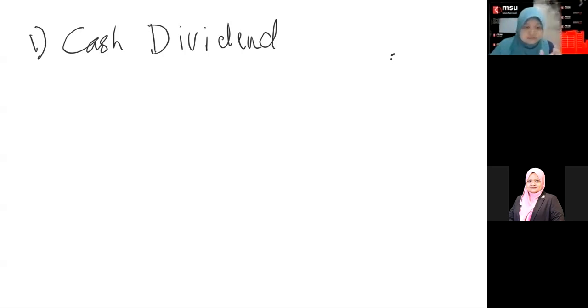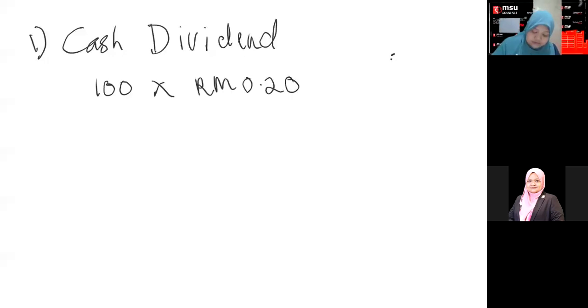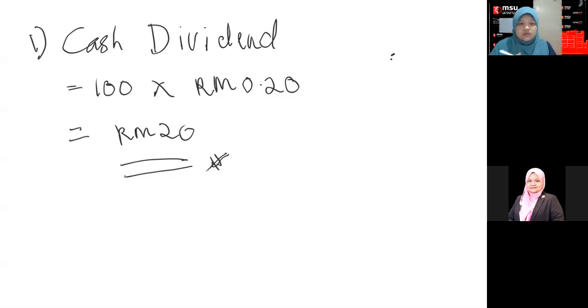So we just multiply the dividend per share with the shares that the investor owns. Encik Nazri owns 100 shares, times the dividend per share, so the answer is 20 ringgit. Encik Nazri will receive 20 ringgit during the dividend payment. So that is cash dividend. It is easy, because everyone thinks that dividend will be in the form of cash.